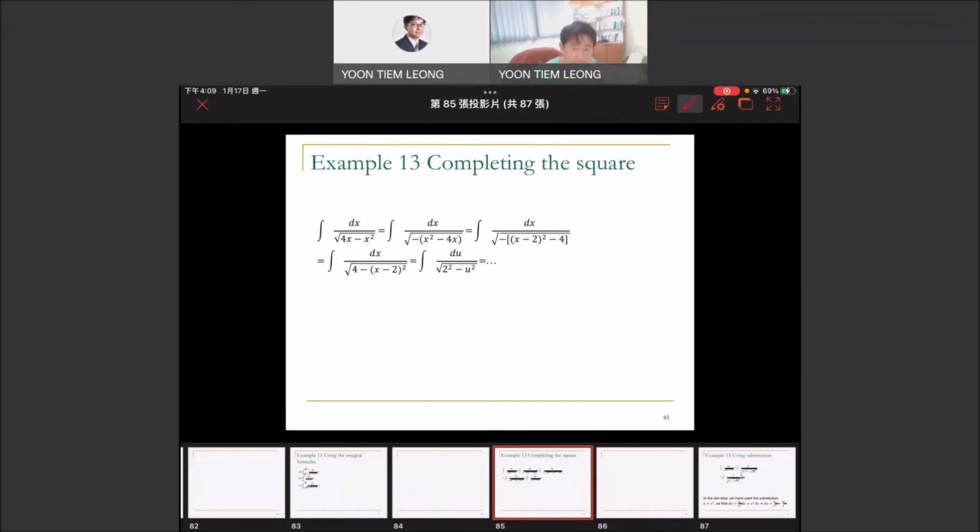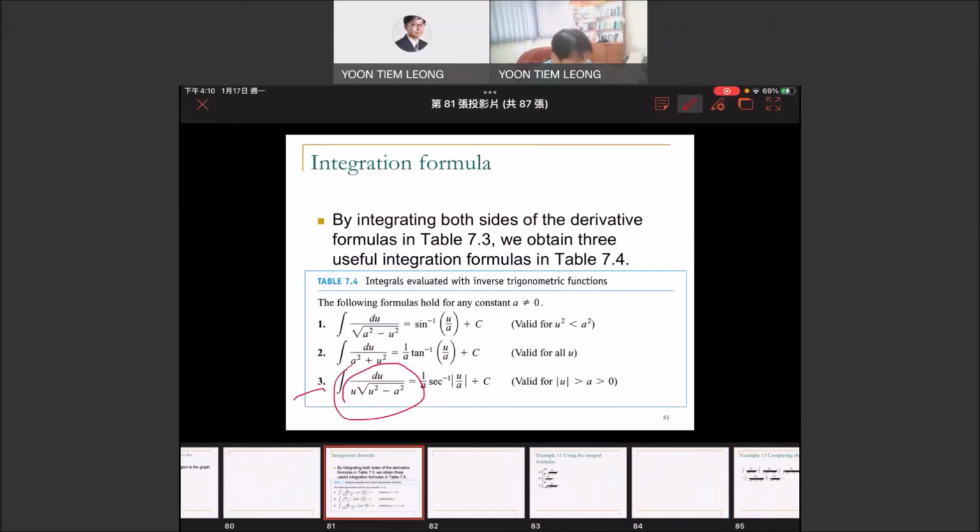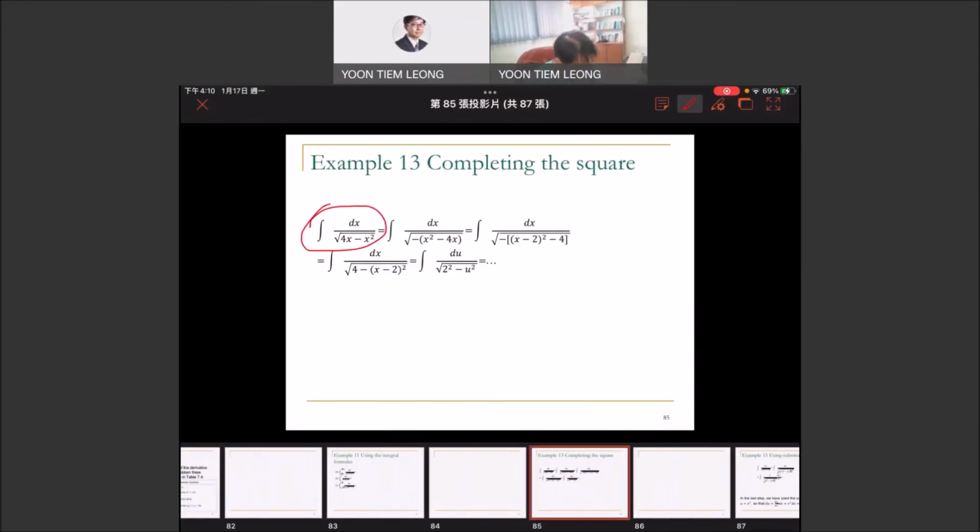The last slide that I want to discuss is the integration of this sort. It looks a bit weird because it doesn't look like it is of the form that is agreeable with any of these three, right? So here the integration has a factor of square root of either a squared minus u squared or a squared plus u squared, or in the form of u times square root of u squared minus a squared. Okay, but if you look at the integration slightly more carefully, it is actually in the form of a square root of 4x minus x squared.